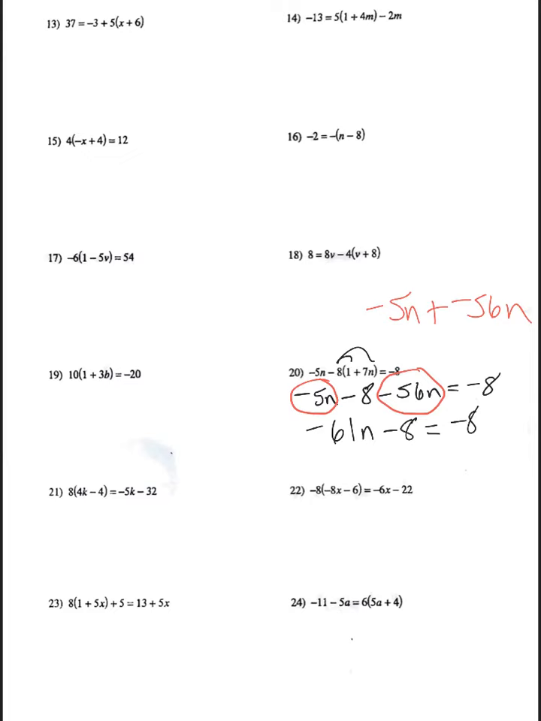Okay, now it's just a two-step equation. So we're going to add 8, because you do the opposite when you go across the equals. Negative 61n equals 0, because negative 8 plus 8 is 0. Your last step is divide by negative 61, and you're going to get 0, because 0 divided by anything is 0.